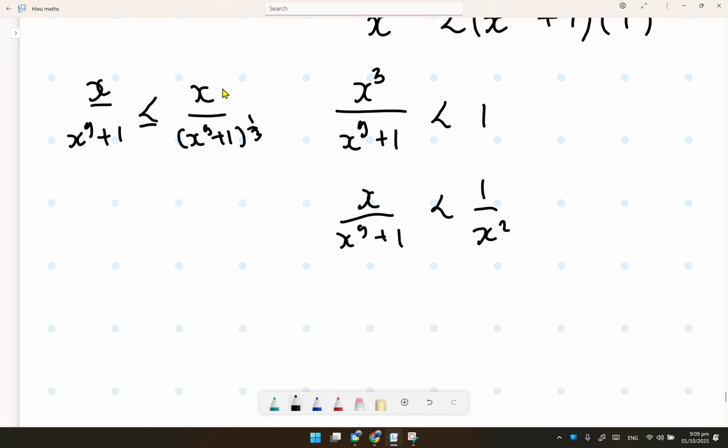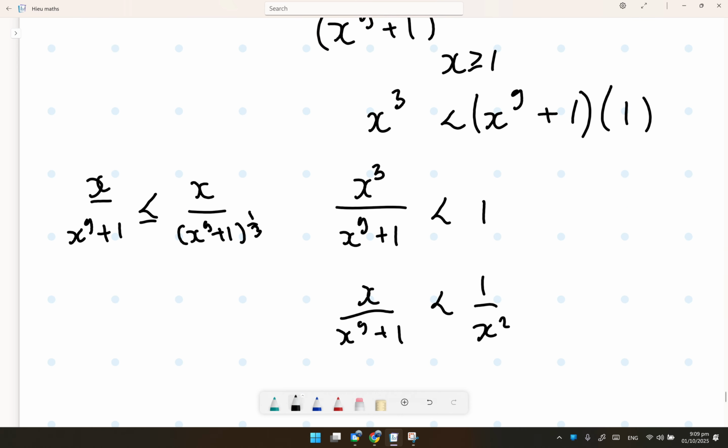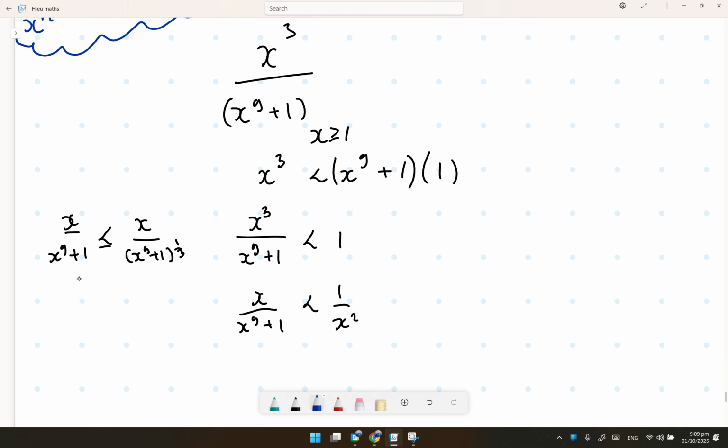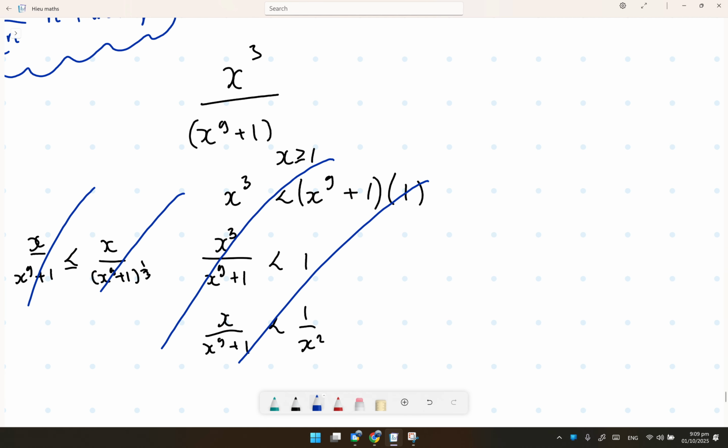Well, if this one's bigger than that one, then we can't say that this one is smaller than this, because it just isn't. So we can't be sure whether this is smaller than 1 over x squared or not. So this is kind of a scrapped idea, but there's another way where we can do this.